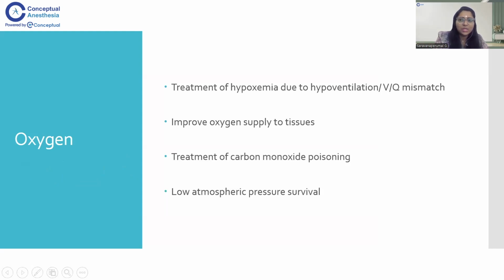So why are we even talking about this? To treat hypoxemia, we need oxygen, because oxygen basically is life. Hypoxemia can occur either due to hypoventilation or due to V by Q mismatch, or it can happen at atelectasis or whenever the patient is induced. So V by Q mismatch can happen. Oxygen is also used to improve the oxygen supply to tissues, as a treatment for carbon monoxide poisoning, or when there is a low atmospheric pressure, as in mountaineering, where they will need oxygen for survival itself.